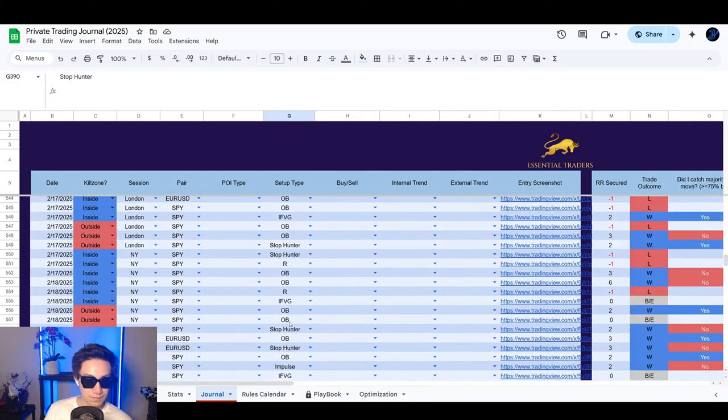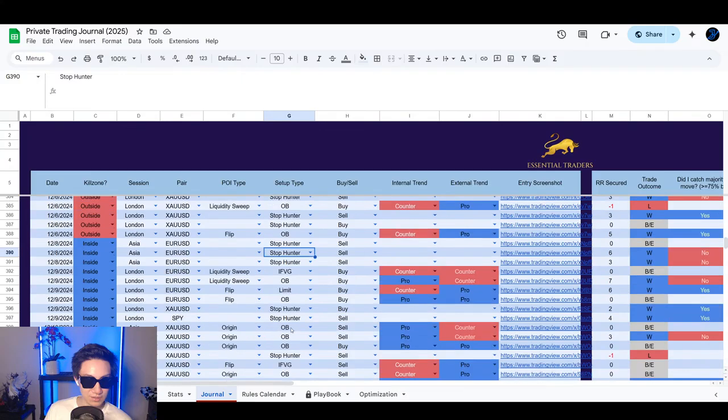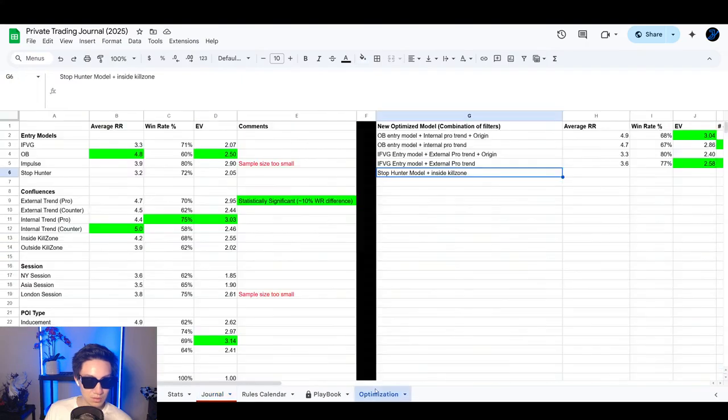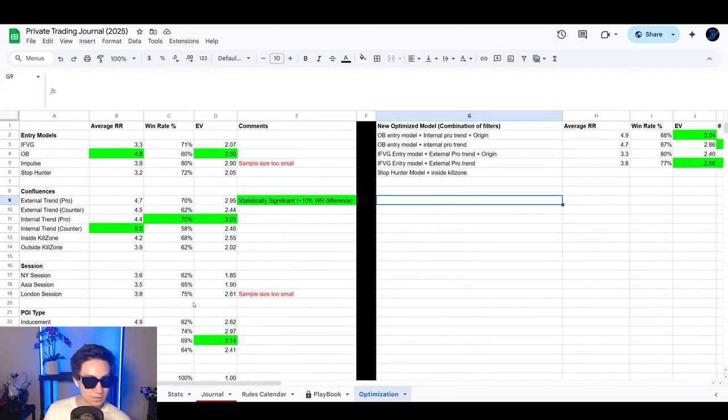And I don't think I journaled the POIs for stop hunters either. So it's just going to be stop 100 model plus inside kill zone here. And then that's all we're going to look at.